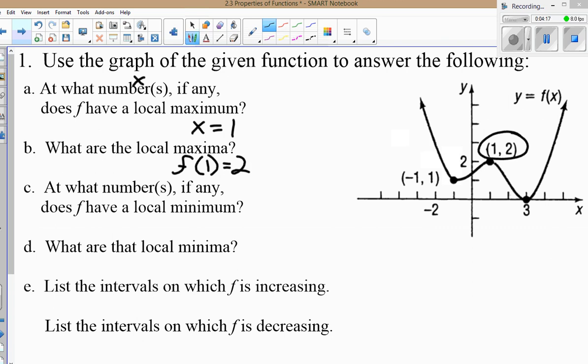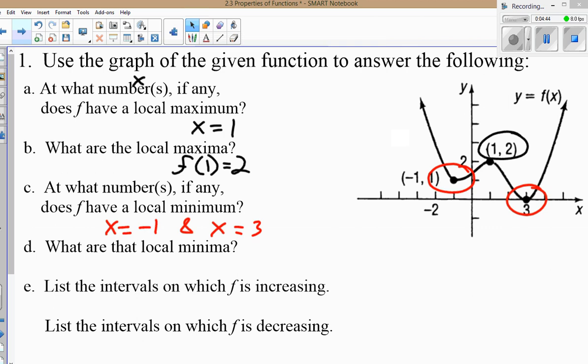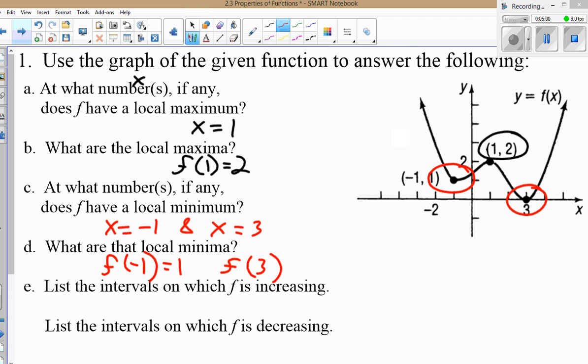At what numbers, if any, does f have a local minimum? Well, local minimums, we're going to have these two here. So when x is equal to -1 and when x is equal to 3. You can have multiple local maxima and local minimums, and frankly, you could have an infinite amount of them. On this one, we have two local minimums at -1 and 3. What are the local minimums? Well, at f of -1, I have a minimum value of 1, and at f of 3, I have a local minimum of 0.